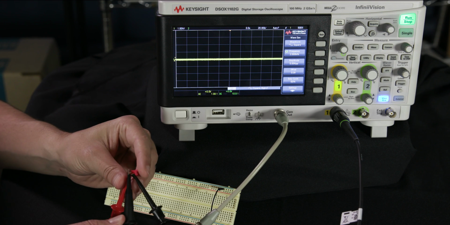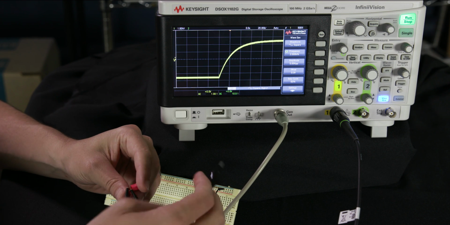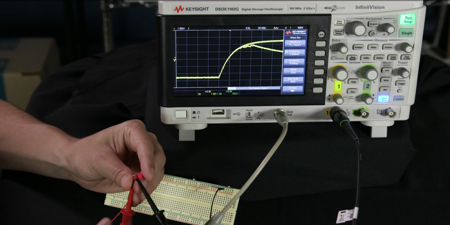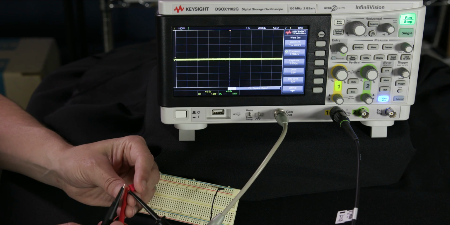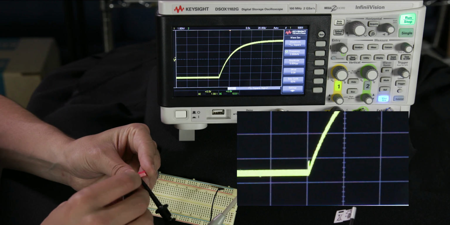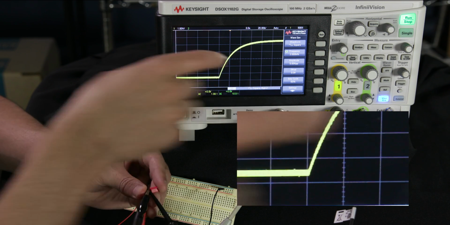So let's go ahead and grab the capacitor and ground it also, because if I don't ground it, I'm going to still have this inductance in my ground path from the WaveGen. I'm going to have to hold that on there and get my ground connected. And sure enough, our inductive spike goes away.